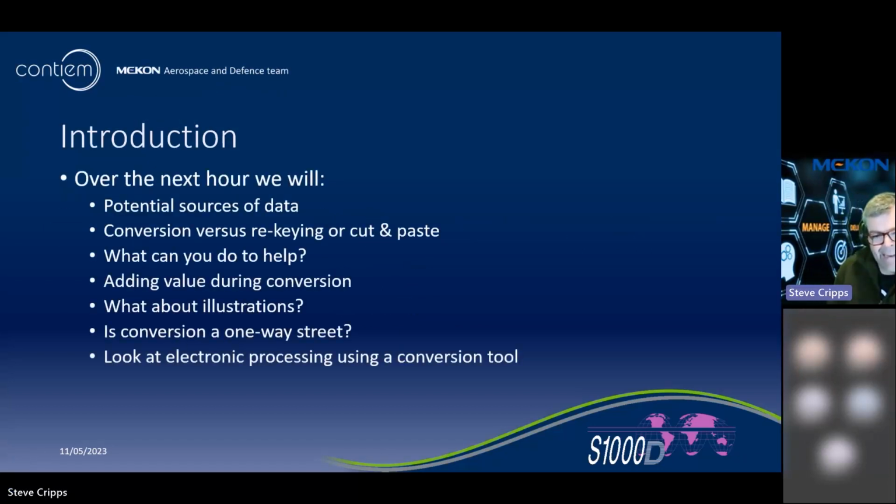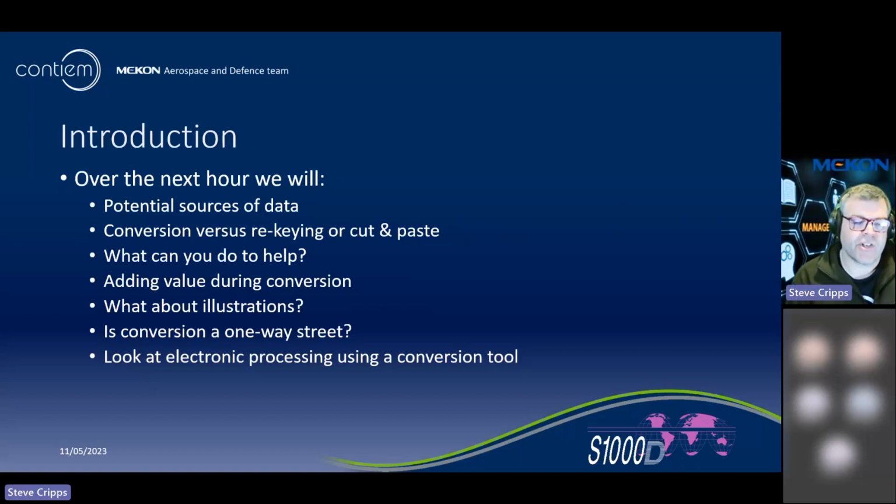So again, we're going to take about an hour today plus question time, and we will have a think about some of the following topics. Where is our data going to come from? What options do we have for conversion? Rekeying, cut and paste, electronic maybe. What can you do to help in terms of your data in the first place? We'll have a little think about adding value during conversion, and I'll talk obviously at the time more about what I mean by adding value.